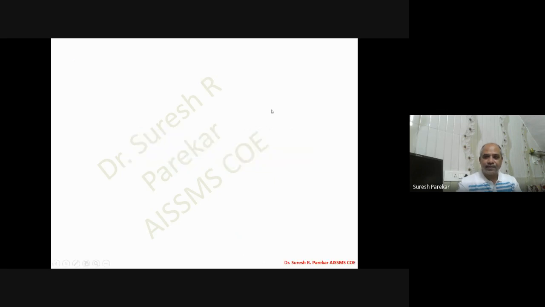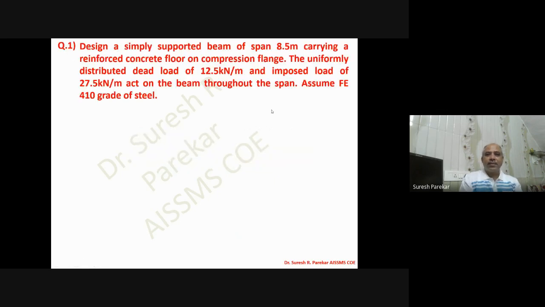You can see, design a simply supported beam of span 8.5 meter carrying a reinforced concrete floor on compression flange, and the UDL dead load 12.5 kilonewton per meter and imposed load 27.5 kilonewton per meter acting on the beam throughout the span. Assume Fe 410 grade of steel.